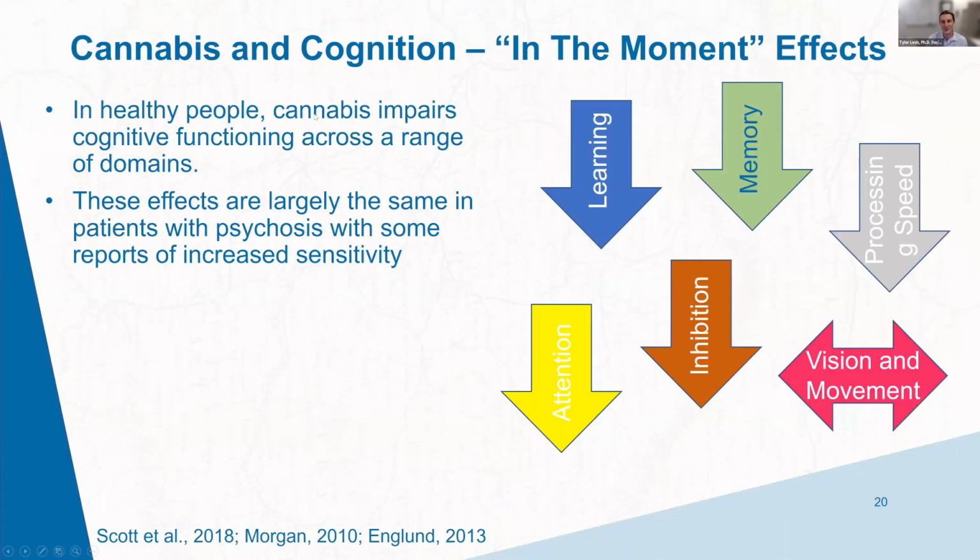I'll just briefly touch on this. If you put someone in the lab and have them smoke cannabis, or you give them THC intravenously, maybe you won't be surprised that it doesn't help them think better. It generally impacts their cognition negatively. Learning, memory, inhibition, attention, processing speed, how quickly you're able to think through things, all of that declines when you're high, which you're probably not surprised by. There are some indications that people with psychotic disorders might be extra sensitive to this effect, but we still need more research on that.